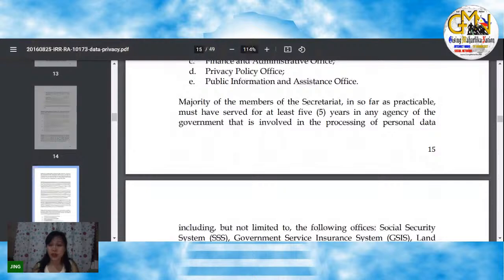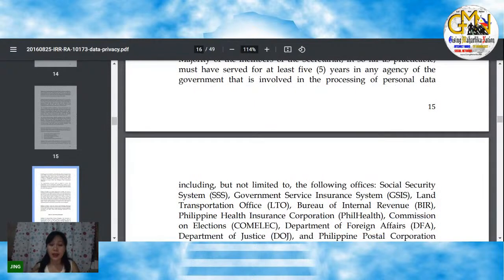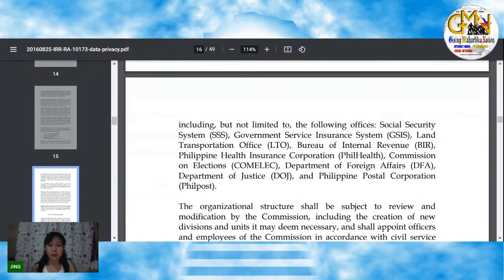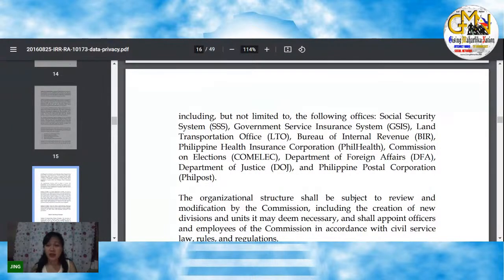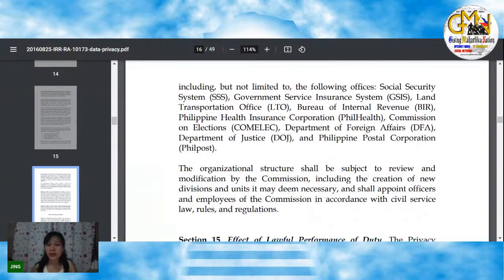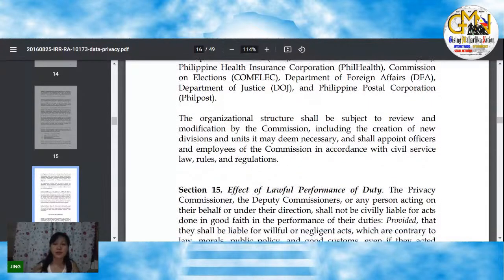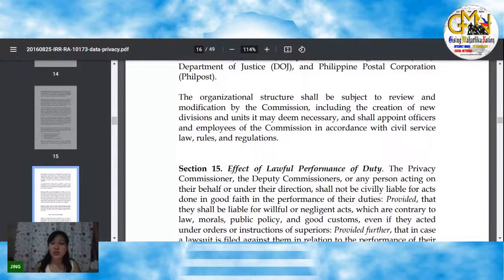Majority of the members of the Secretariat, insofar as practicable, must have served for at least 5 years in any agency of the government that is involved in the processing of personal data, including but not limited to the following offices: Social Security System or SSS, Government Service Insurance System or GSIS, the Land Transportation Office or LTO, the Bureau of Internal Revenue or BIR, the Philippine Health Insurance Corporation or PhilHealth, the Commission on Elections or COMELEC, the Department of Foreign Affairs or DFA, the Department of Justice or DOJ, and the Philippine Postal Corporation or PhilPost. The organizational structure shall be subject to review and modification by the Commission.